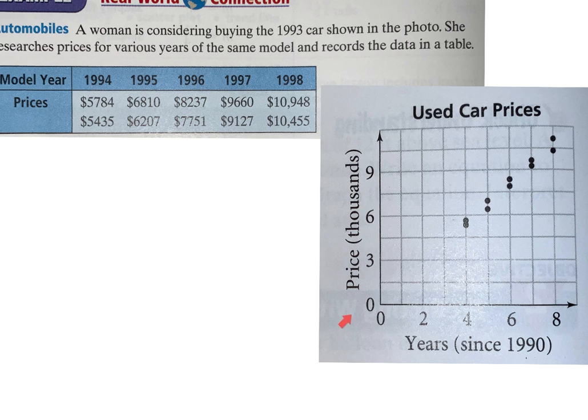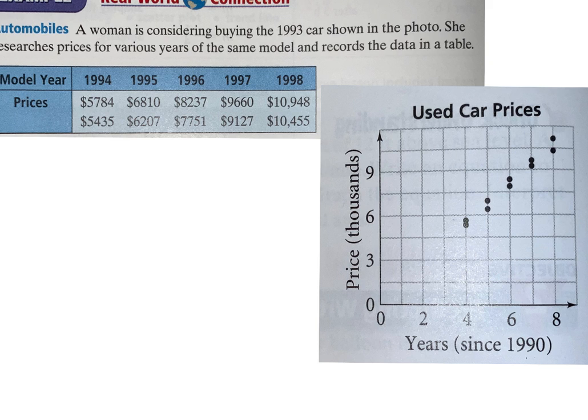And then the price in thousands. They didn't write the thousands. They just told me it was in thousands. So this 3 represents $3,000. The 6 represents $6,000, and so on and so forth. So be very specific when you create these graphs, that everyone knows what your points represent and what your axis represents for you.